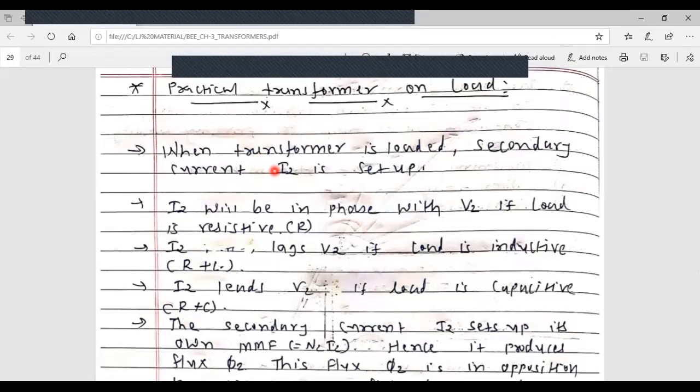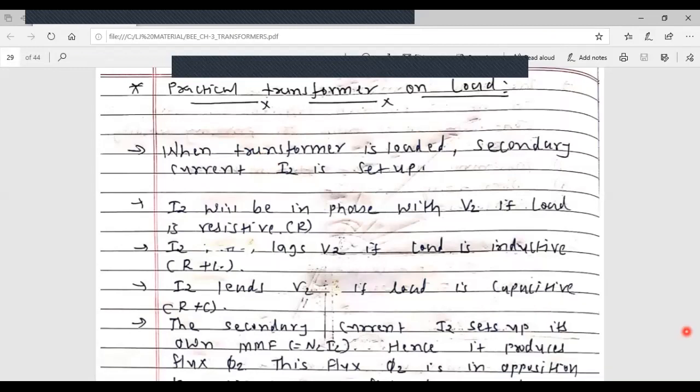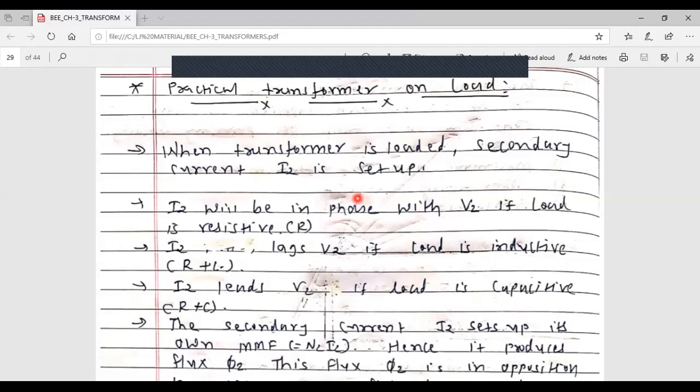Today's topic is practical transformer on load condition. So, in the previous lecture, we discussed losses in transformer and practical transformer on no load condition. So now we know that in an ideal transformer no losses occur, but in a practical transformer there are losses like copper losses, core losses, and leakage flux is also available in a practical transformer.